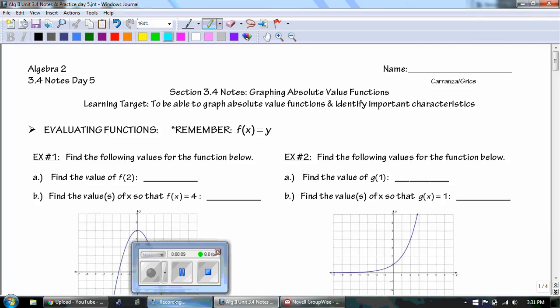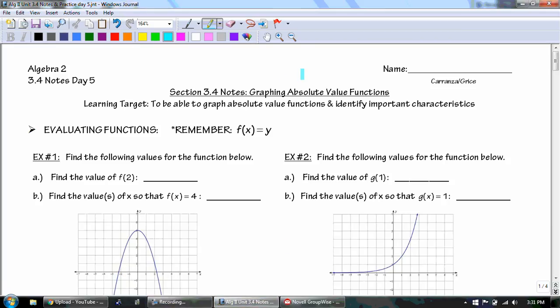Today we are continuing, once again, our discussion on graphing absolute value functions. Our learning target today is to be able to graph absolute value functions and identify important characteristics. So, yes, Day 5. Don't worry, it's not as bad as before.